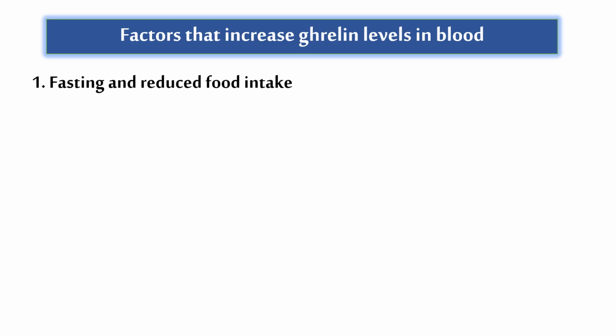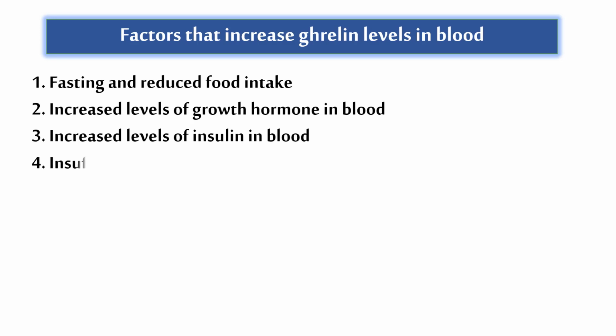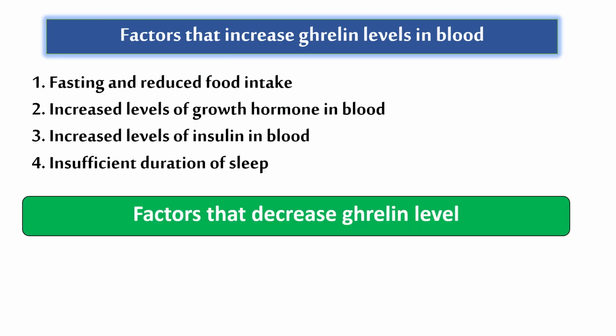There are many factors that increase ghrelin level in the blood, which are fasting and reduced food intake. So if you are fasting, or you are not eating, or your stomach is empty, the ghrelin level will increase. Increased levels of growth hormone in the blood also increase ghrelin level. Increased levels of insulin in the blood and insufficient duration of sleep. All these factors will increase ghrelin level in blood. What are the factors that decrease ghrelin level in the blood? Aging and high BMI. If your BMI is high or you are obese, then ghrelin level will decrease.